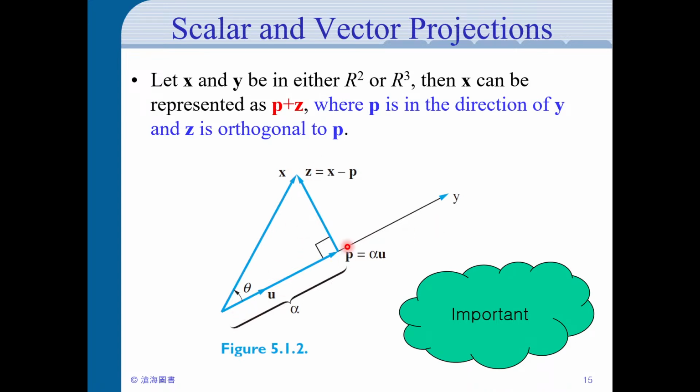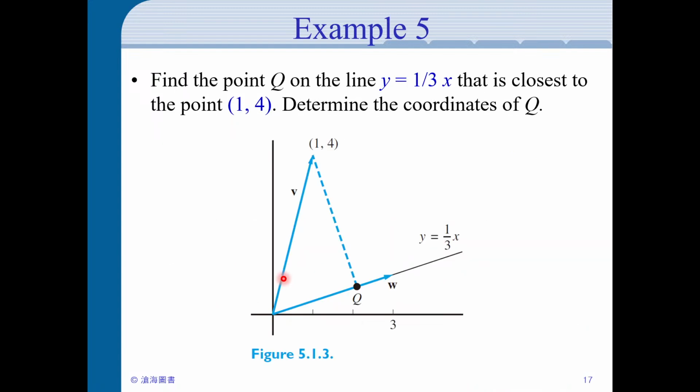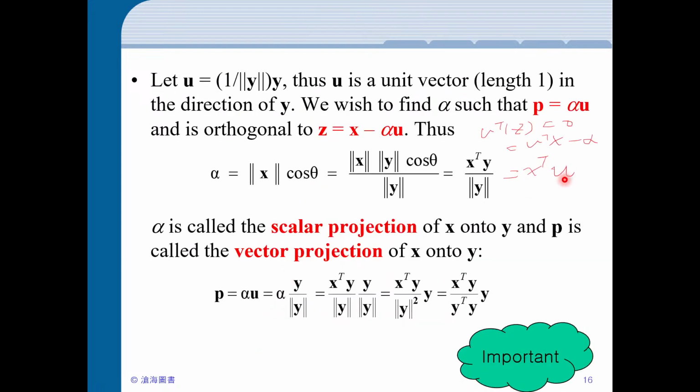So that's a projection. Basically, you take the inner product of x with this u, that's the length, and then you multiply by u again, and that's a vector. If you don't want to go to u first, then we have those formulas in terms of x and y: alpha equals x^T y divided by the length of y, and p equals x^T y divided by y^T y, times y.